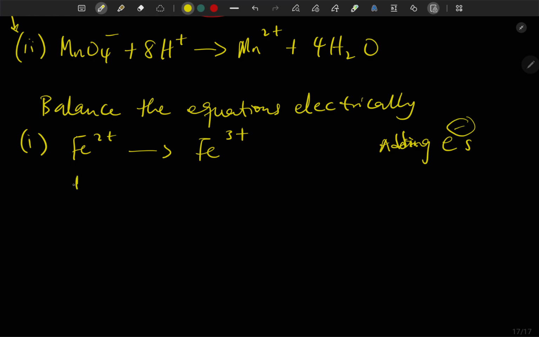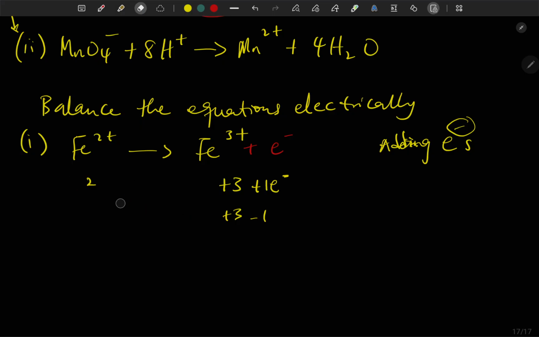So if we have a total of plus 2 here and a total of plus 3 here, where can we add electron to make the two charges balanced? Can you take a guess? Yeah, sure, the right hand side. And how many electrons are we going to add? We are going to add 1 electron, such that plus 3 minus 1 will give us plus 2. Remember that electrons are negatively charged, so one mole of electron is minus 1, plus 3, that will be plus 2. So to this side we are going to add 1 electron, e minus.